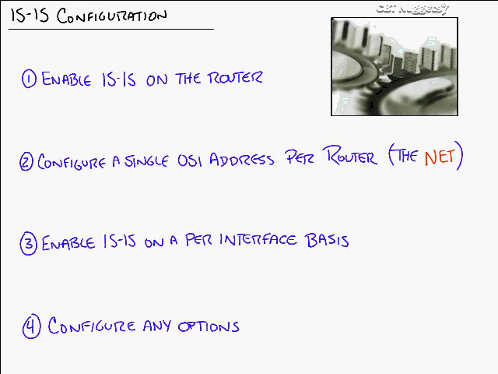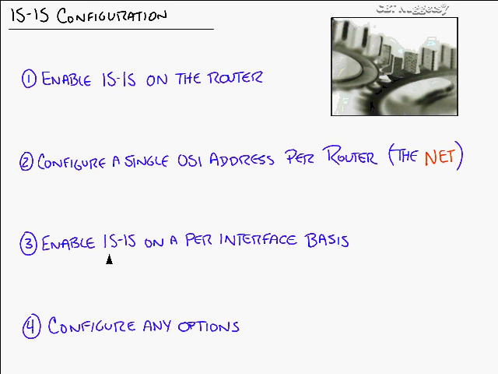From there, we configure a single OSI address per router. That's that address that you're going to create that has the area ID, the system ID, and the N-selector. The slang for that address, I've heard a lot of people use this, is the NET. So if you ever hear the NET when you're referring to the ISIS protocol, that's probably the network OSI address that you've assigned to it. Now this one is cool. I love this about ISIS.